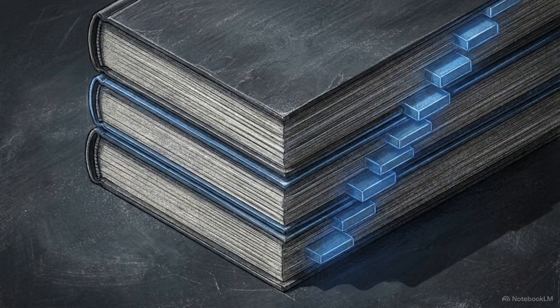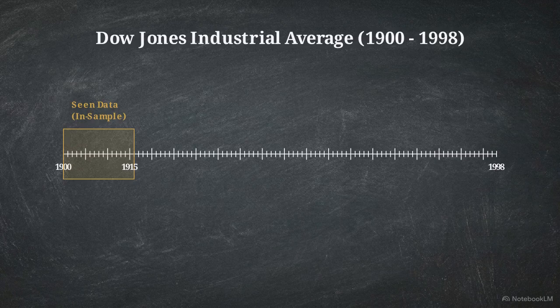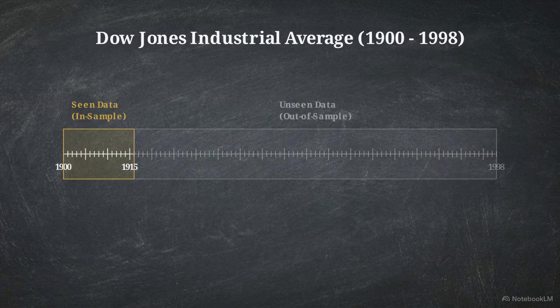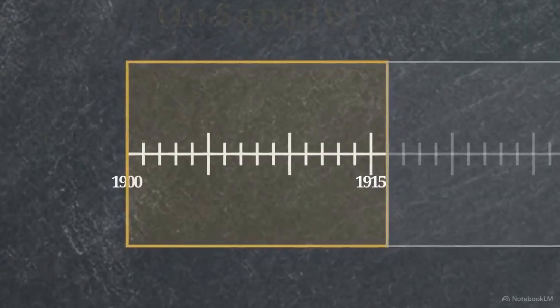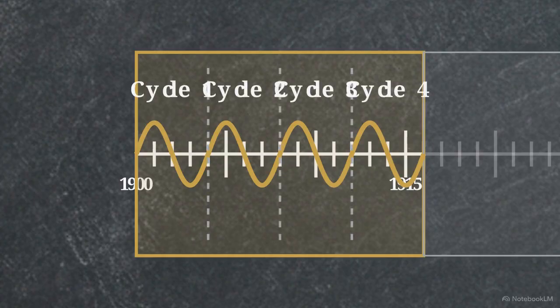The simulation begins by segmenting the historical data into distinct chronological blocks. This timeline represents our Dow Jones dataset, divided into one-year sequential blocks. Before testing begins, we fence off the first 16 years, 1900 to 1915, as seen or in-sample data. The remaining 83 years are locked away as unseen data. This 16-year initialization window provides enough data to capture multiple 4-year market cycles, preventing our starting point from being skewed by a single market phase.